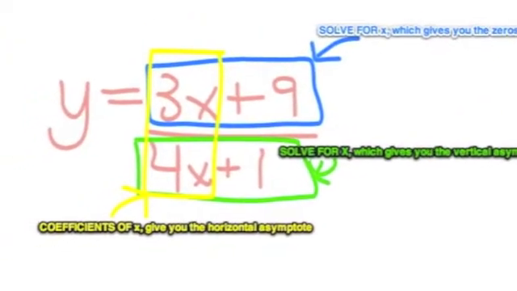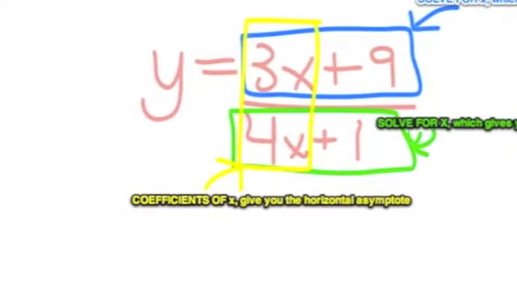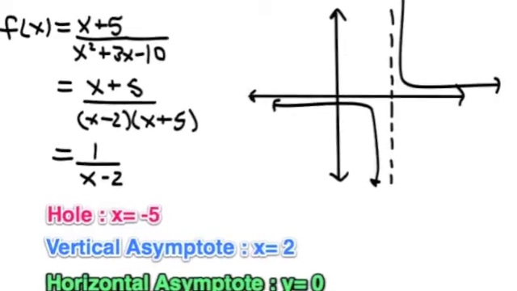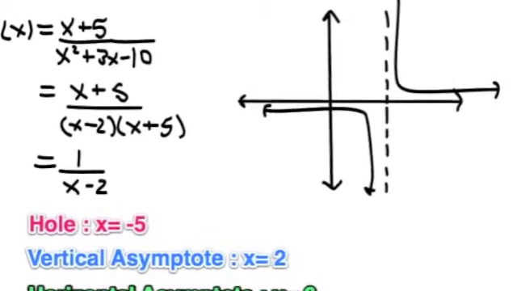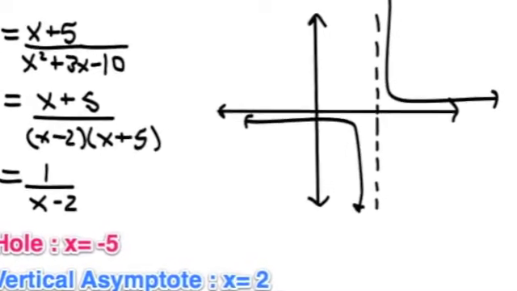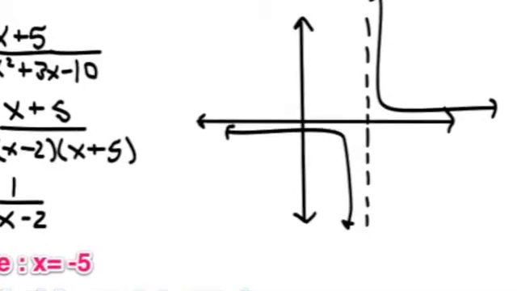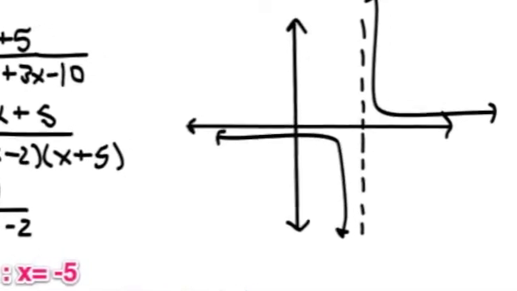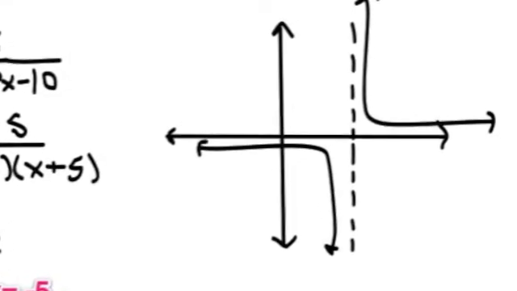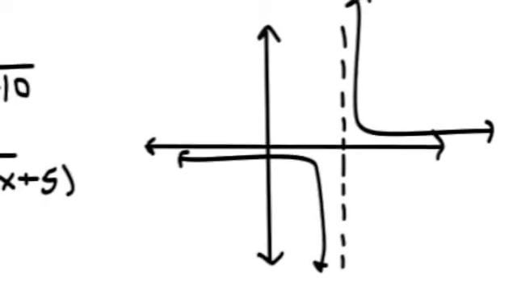Shown now is a quick summary of how to calculate many of these properties. Let's see how these rules work out. We start by factoring the denominator, and now we have x plus 5 over x minus 2 times x plus 5. It should be clear that x plus 5 is a hole. So now our equation is 1 over x minus 2. From this, we know that the horizontal asymptote is y equals 0, and the vertical asymptote is at x equals 2. We can see these properties on the graph.